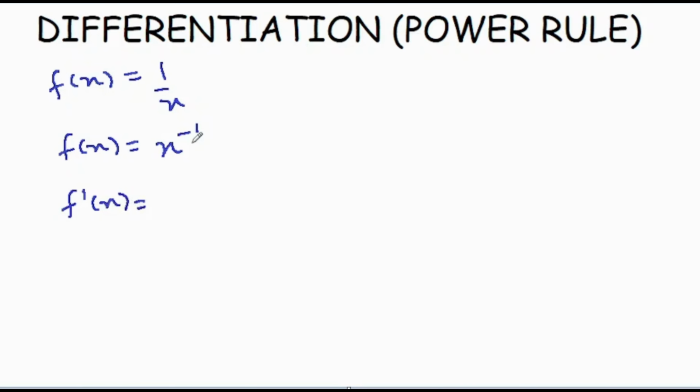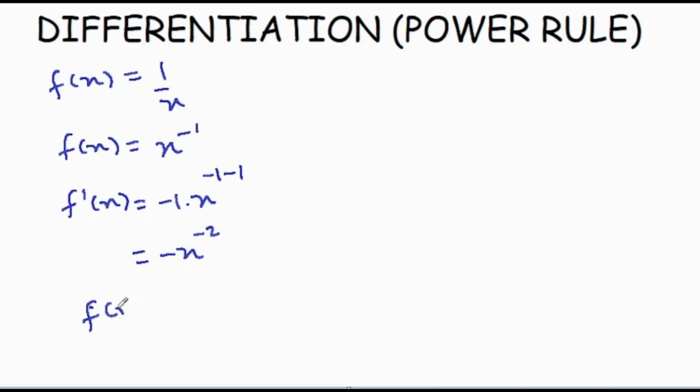Let's take another example. f of x equals 1 all over x. Using the law of indices, we can rewrite this as x raised to power minus 1. So f prime of x is going to be, bring down the power, negative 1, and we reduce the power by 1. We're going to have negative x raised to power negative 2.